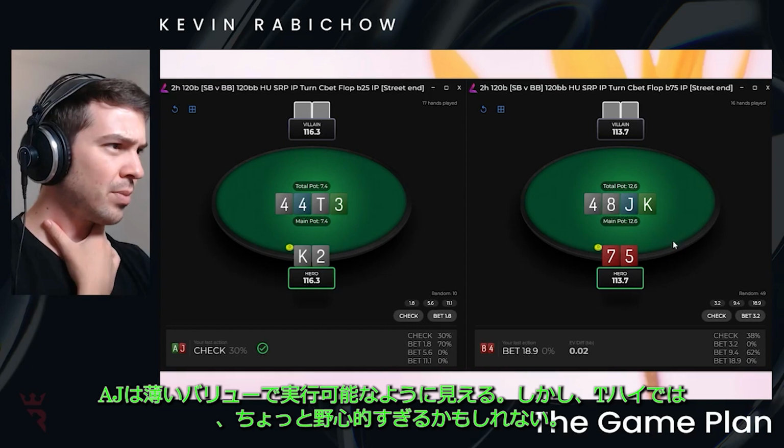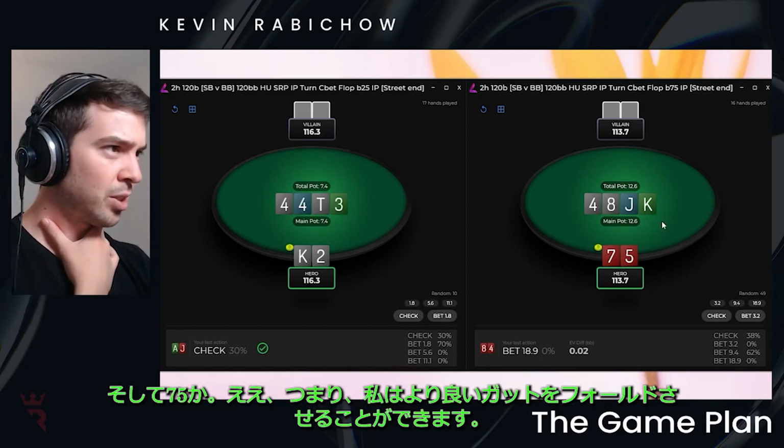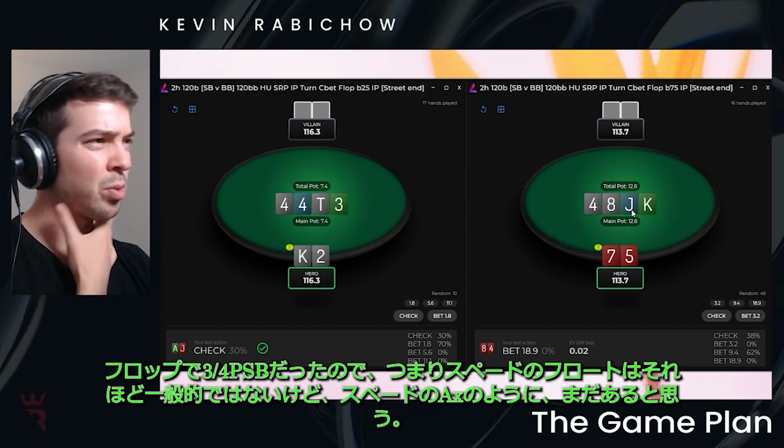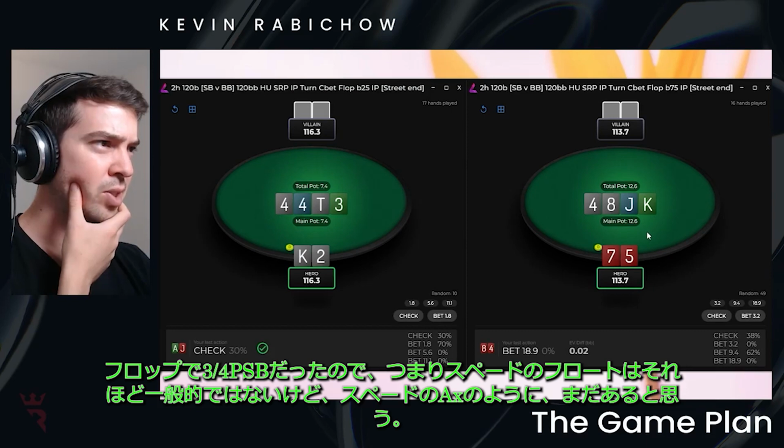And 7/5, yeah, I can get better gut shots to fold. I went 3/4 on the flop, which means spade floats are not as common, but they're still there, like ace of spades X.